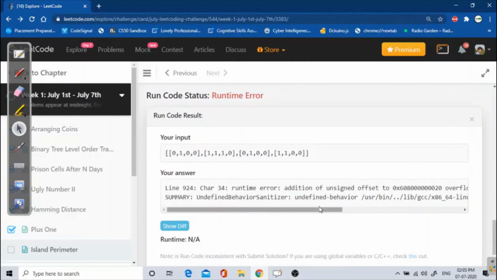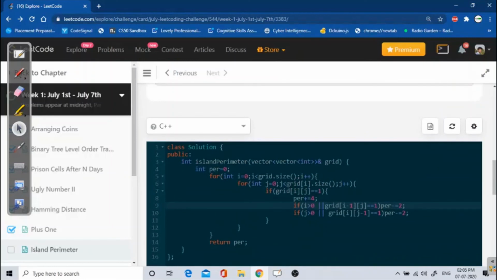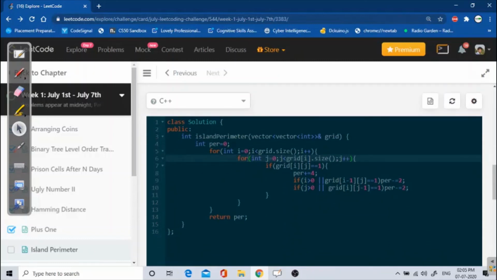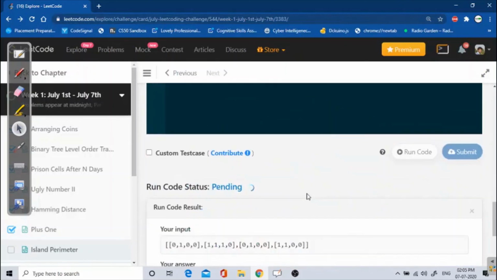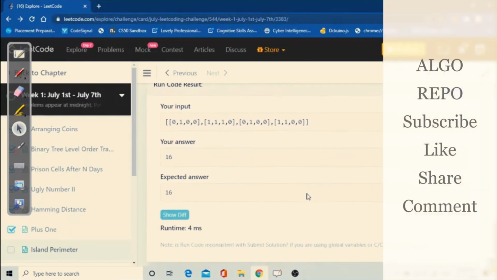Runtime error, we have some error, overflow in STL. Okay, i is less than grid dot size, i plus plus, and for j equals to 0, and grid of i j equals to 1, perimeter plus plus, i minus 1. Oh, sorry, we have used or here, we have to use and here, sorry. We have to check both the conditions, that both should be true. Oh, sorry, that was a mistake.